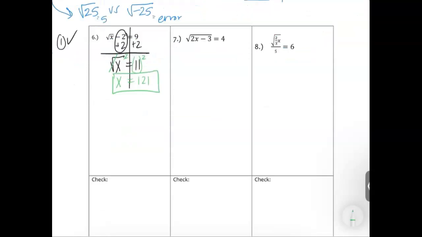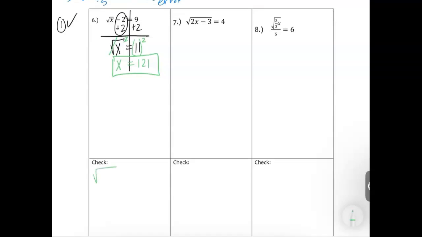As always, if you are not confident, you can check your answer. The square root of x, well, we said x is 121. Then we minus 2 equals 9. Remember, you only square root what is under the symbol. So we're not square rooting 121 minus 2, we're just square rooting 121, which gets to be 11 minus 2, and that is 9. So 121 is our solution.